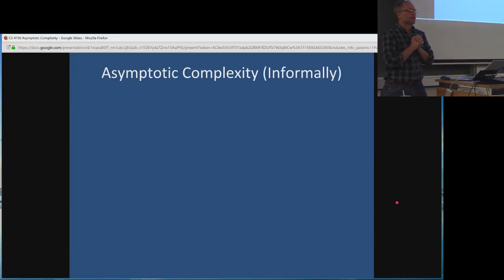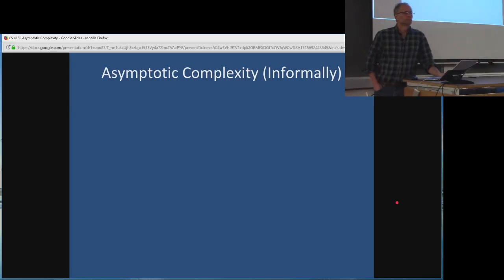Now, let's think about this. When I say that selection sort is O of n squared, what am I saying? What does that mean? I say selection sort on an array of length n is O of n squared. What am I claiming? Isn't that saying the worst case scenario? Okay, so he's saying the worst case scenario. That's not what it's saying.